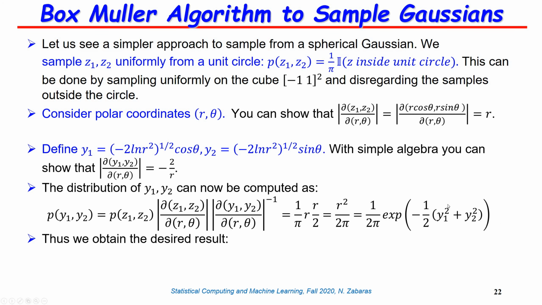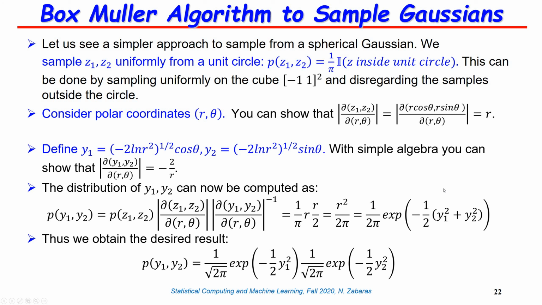So what we're getting is two univariate Gaussians. Effectively, by sampling uniformly on the unit radius circle, with the transformation first to polar coordinates and then to this y1 and y2, we're able to produce two independent samples of the univariate Gaussian. Okay, so that's nice.